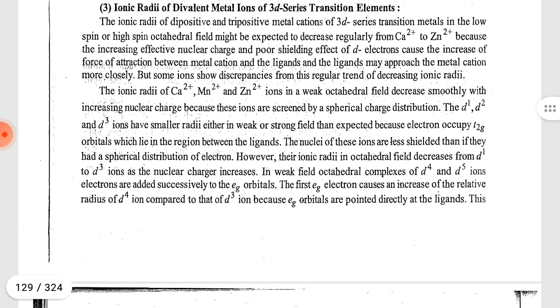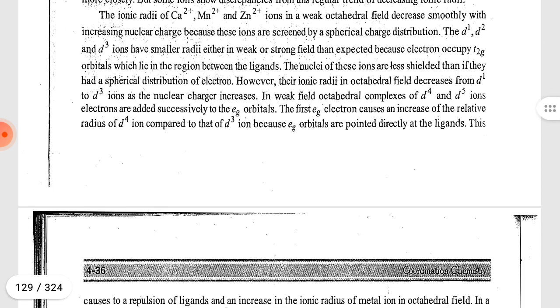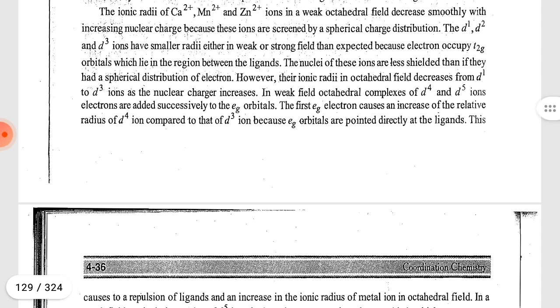octahedral field might be expected to decrease regularly from calcium to zinc 2 because the increasing effective nuclear charge and poor shielding effect of d electrons cause an increase of the force of attraction between the metal cation and the ligand, and the ligand may approach the metal cation more closely. But some ions show discrepancies from these regular trends of decreasing ionic radii. The ionic radii of calcium 2, manganese 2, zinc 2 ions in a weak octahedral field decrease smoothly with increasing nuclear charge because these ions are screened by a spherical charge distribution.